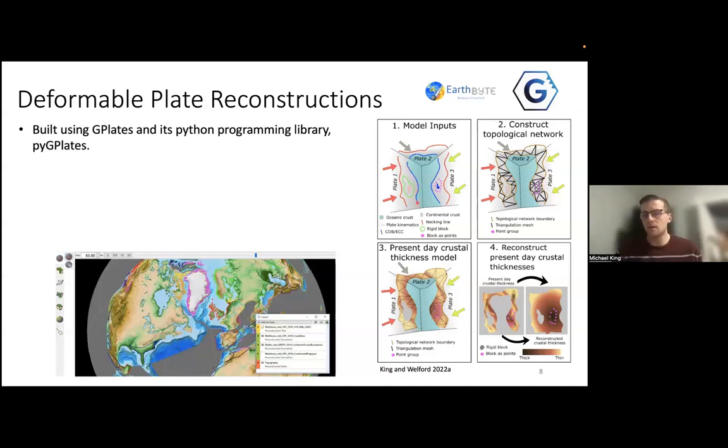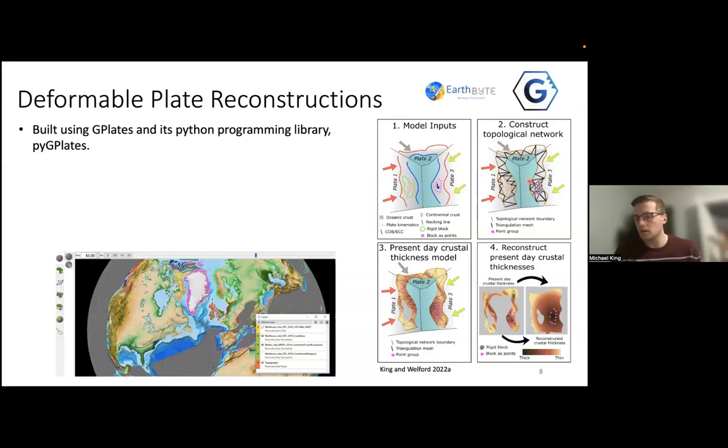That could represent something such as the continent-ocean boundary or the edge of continental crust. An interior boundary, such as the red boundary right here. And then within these boundaries of deformation, we can have whatever features we want, such as the microplates or continental blocks that we're interested in, shown here by the green polygon, or we can also define them as points. Once we have these model inputs, we can use them to construct what's referred to in GPlates as a topological network.